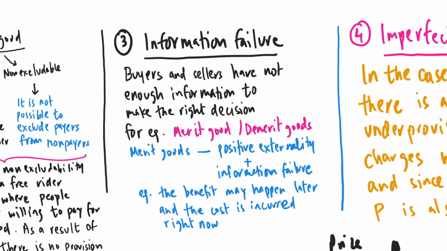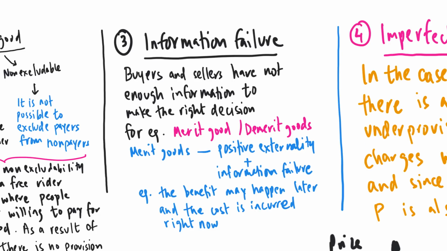So merit goods have positive externality and information failure. And information failure is basically the benefit may happen later and the cost is incurred right now. You may need to pay for education today to have higher income and other benefits that can happen to you. So all of this would mean that there could be under provision or over provision because people may not have the right sort of information.